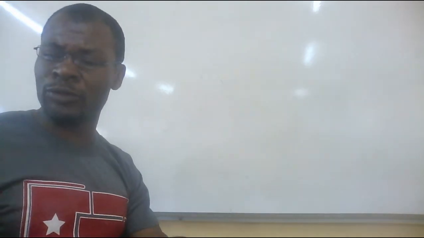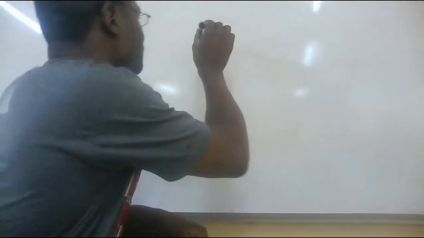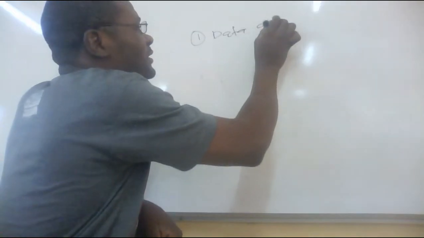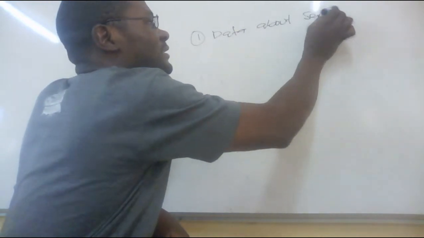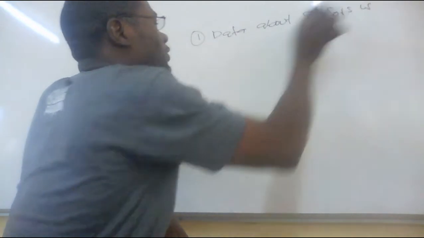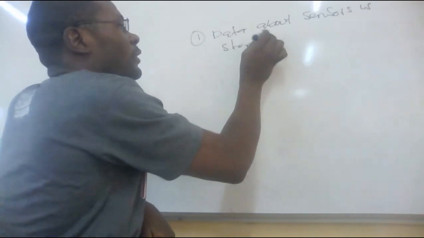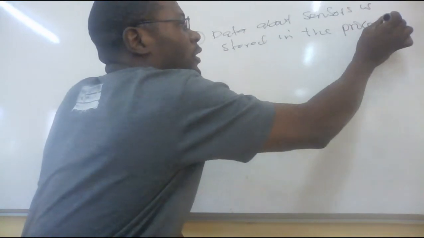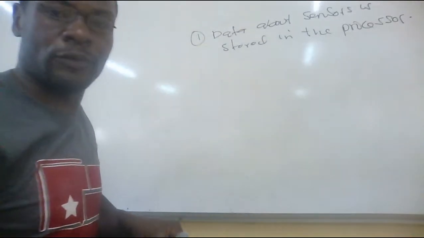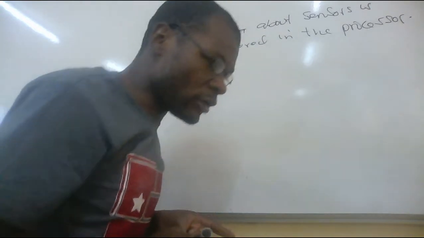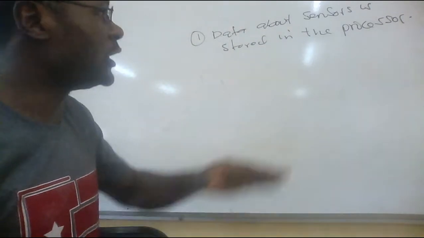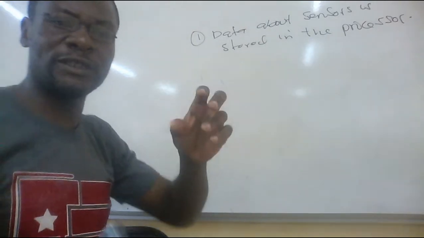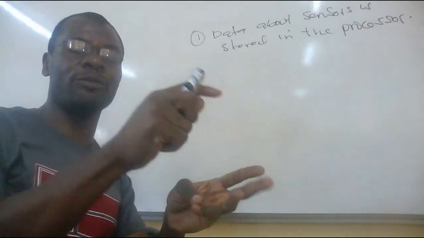So this is how sensors work. One, data about sensors is stored in the processor or the computer. That is one. Which means now you tell the computer that when you receive this, it means this. So the data about sensors is first stored in the computer system.